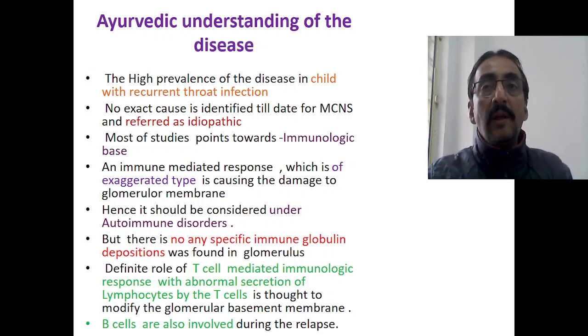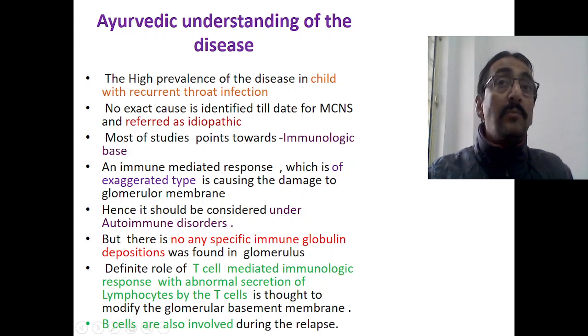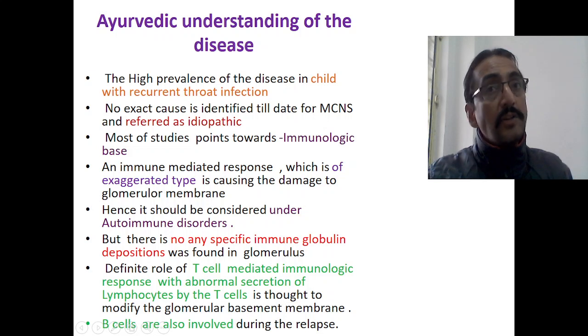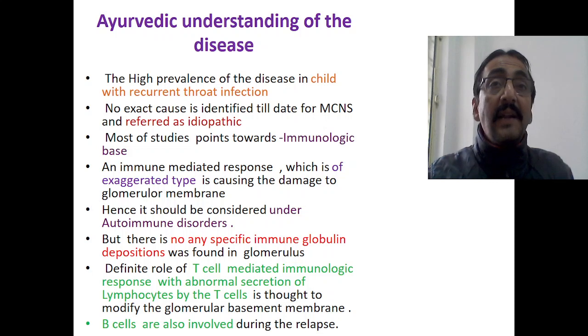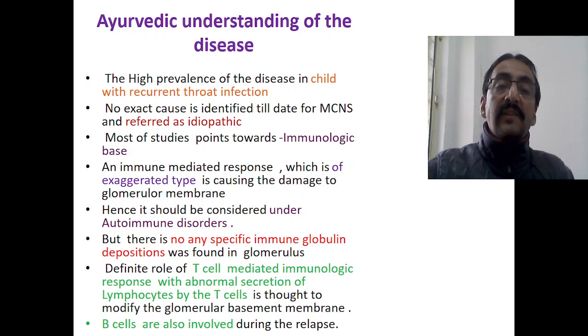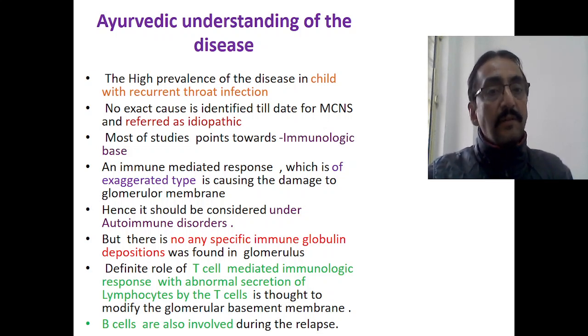Why that particular immune exaggeration takes place and causes damage to the glomerular membrane, that part they don't know. But we know that the glomerular basement membrane contains some collagen tissue, I think collagen type 4, which is more prone to develop immunological injury like any type of autoimmunity. But why exactly it happens, why the immune system over-exaggerates, these issues are still not clear. Anyway, no exact cause is identified to date for minimal change nephrotic syndrome, hence it is referred to as idiopathic.